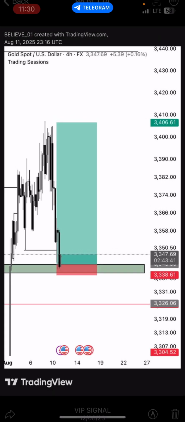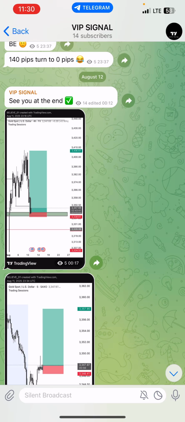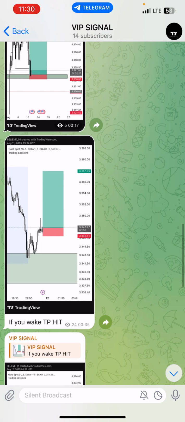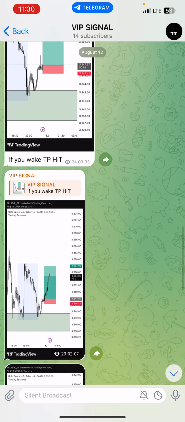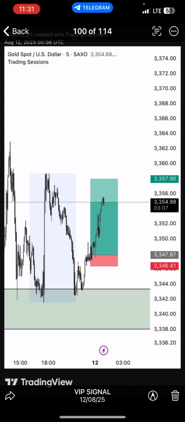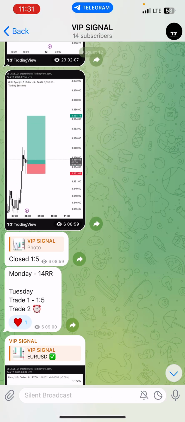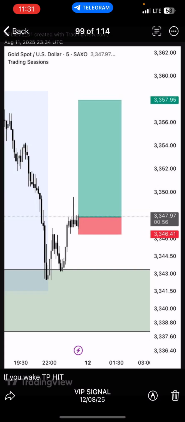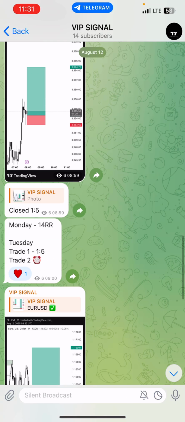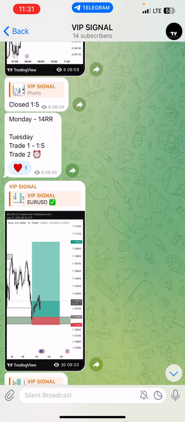Then we had this trade. Did it take profit? We'll check later. Then we had this. This was trade 4, I think. Then this was it. Hit TP here. Yeah. Okay, this was a 1 to 5. I closed at 1 to 5. So this was it. Yeah. Okay, this was Tuesday, 1 to 5.